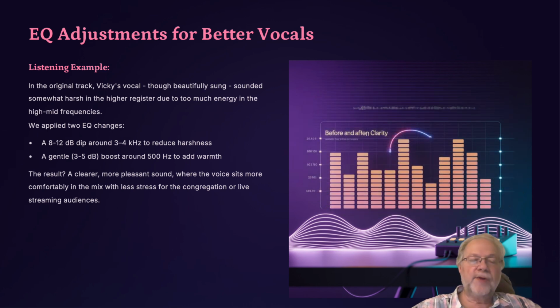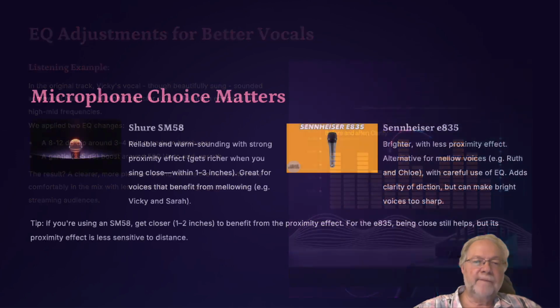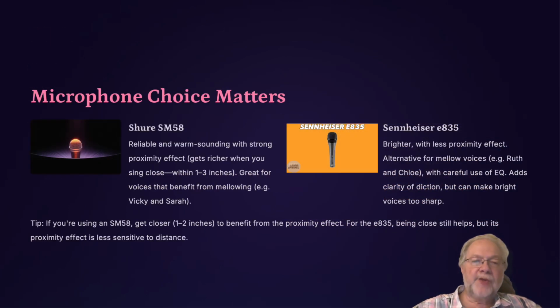Now, moving on to other factors than just the EQ settings on the desk. First topic is the microphone choice, and microphone choice can matter significantly. Different mics pick up and shape sounds differently. We're going to look at the Shure SM58 versus the Sennheiser E835, which would be seen as pretty well direct competitors in the mid-range budget, but good quality professional mics.